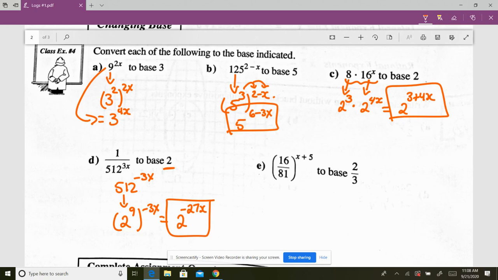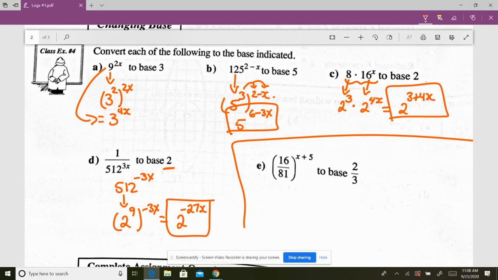You guys are loving this right now, aren't you? Just wrote a test and now you're doing fractional exponents. Best Monday ever. Okay, somewhat of the last one. Second to last. Well, we're not.